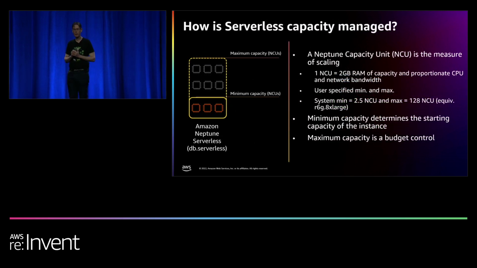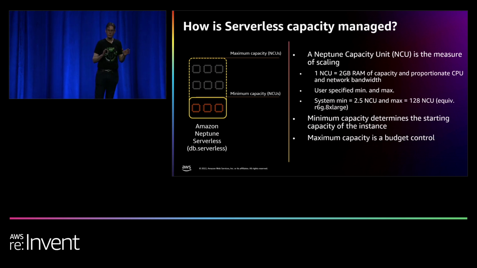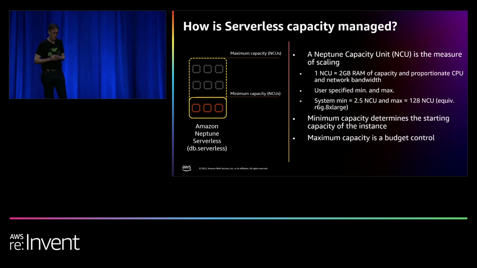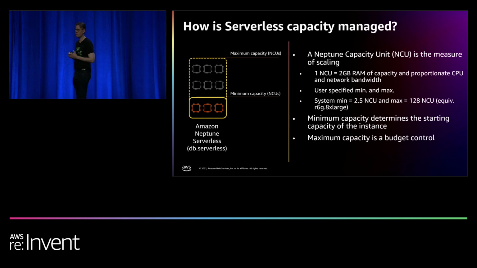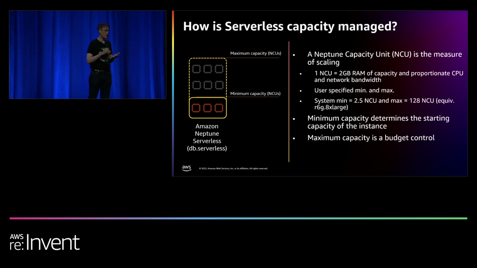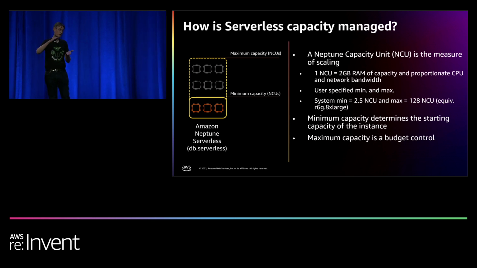The fundamental unit of Neptune's serverless capacity is a Neptune capacity unit, or an NCU. An NCU represents 2 gigabytes of RAM and corresponding amounts of CPU and network bandwidth. When you create a DB serverless instance, you specify a minimum and a maximum NCU level. The minimum is the capacity at which the instance starts, and the maximum is your control. So it's the maximum that you want to allow that instance to grow. And as it grows, it scales proportionately in a predictable way. As you have larger amounts of capacity, it will scale up faster.